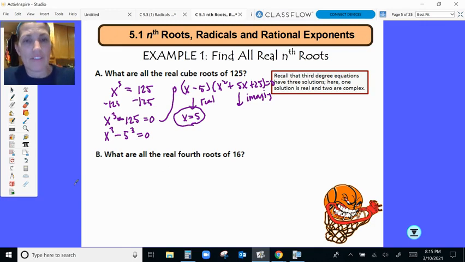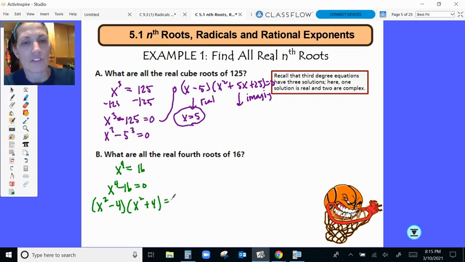On the other hand, if I have fourth roots, in other words, I'm saying x to the fourth equals 16, what are the roots of that? If I subtract 16, I end up with x to the fourth minus 16 equals 0. And I can factor this, right? This is a difference of two squares. So this would be x squared minus 4, since the square root of x to the fourth is x squared and the square root of 16 is 4, and x squared plus 4 equals 0.